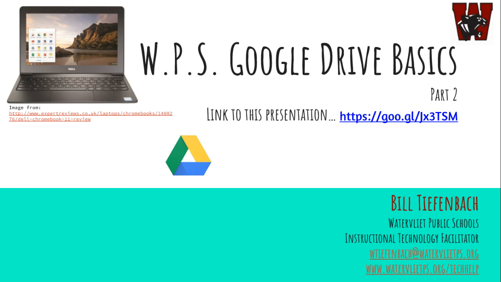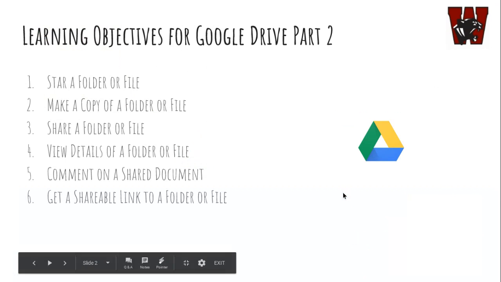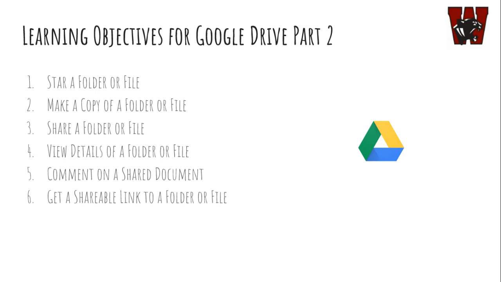So in this tutorial, some of the learning objectives are, real quick: how to star a folder or file, how to make a copy of a folder or a file and the reasons why you might want to do that, how to share a folder or file, and we're really going to delve into that section of it, how to view the details of a folder, how to comment on a shared document, and then how to get a shareable link to a folder or file and what that means as well.